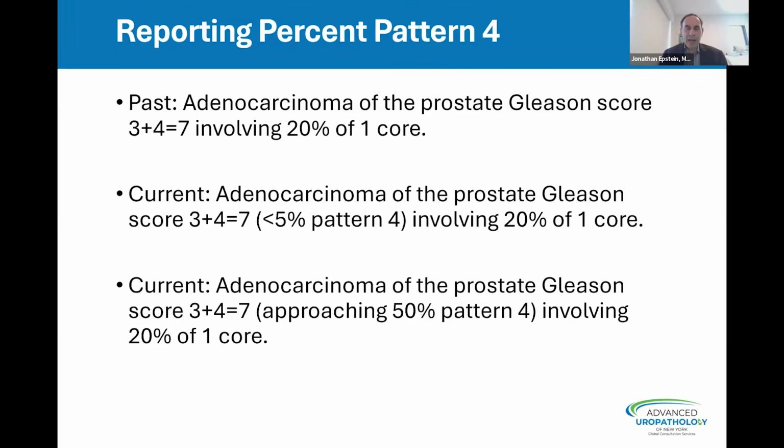But now, let's say you had a 3 plus 4 equals 7 with just a little bit of 4. You would report it as adenocarcinoma of the prostate, Gleason score 3 plus 4 equals 7, and note, for example, 5% or 1% Gleason pattern 4, and then the volume. But you can also have a 3 plus 4 equals 7 with almost up to 50% pattern 4. In that case, you would report it as adenocarcinoma of the prostate, Gleason score 3 plus 4 equals 7, close to or approaching 50% Gleason pattern 4.